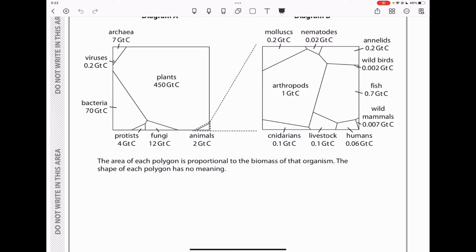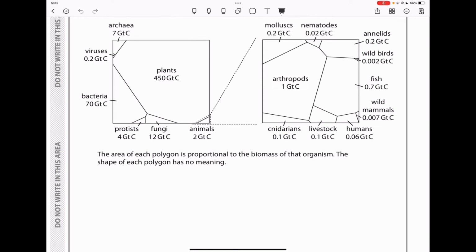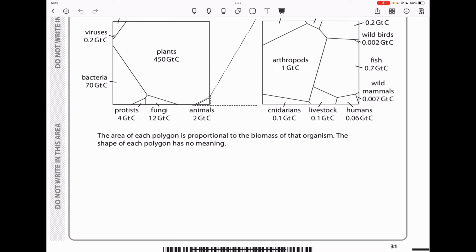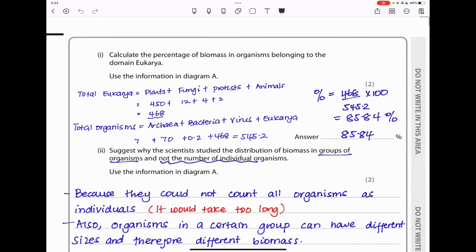So let's see. They're going to say the area of each polygon is proportional to the biomass of that organism. The shape of each polygon has no meaning. So we should know the shape has no meaning. All we're interested in is the area because it gives a correct representation of the biomass contained in that region.